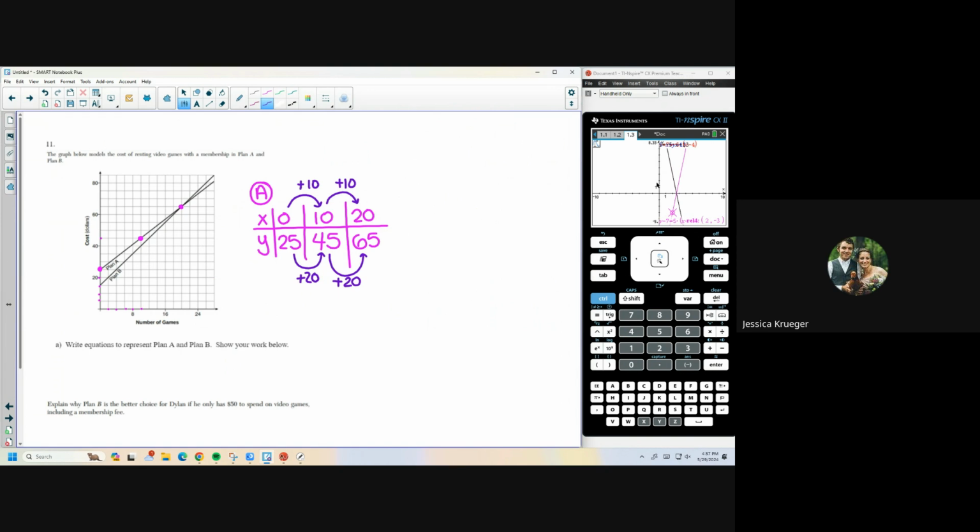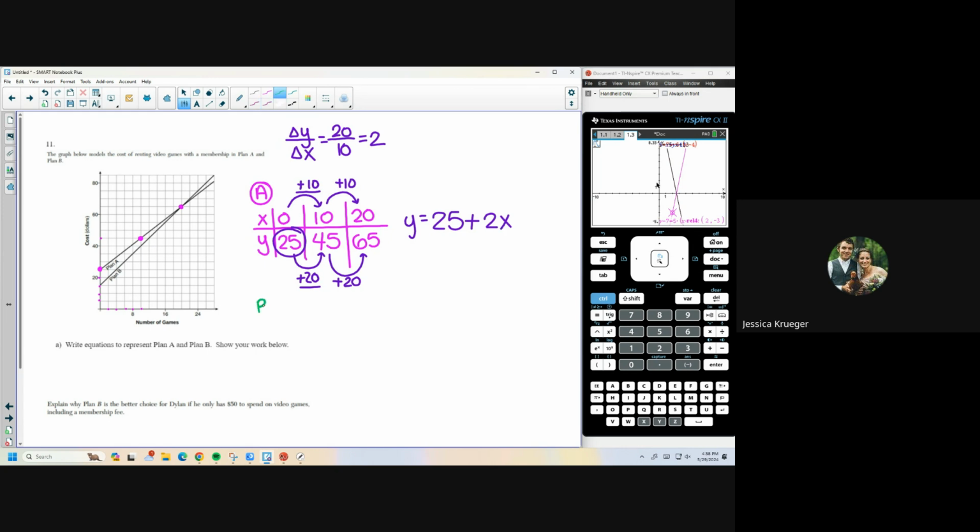So when I go to write my equation, this line starts at 25 when X is 0. And I just need to figure out what I'm adding over and over. I need to be careful though. I'm adding 20 when X goes up by 10. So to figure out what I'm adding each time, I've got to find my slope. Change in Y is 20, change in X is 10, that's 2. So this would be 25 plus 2X. That's the equation for plan A.